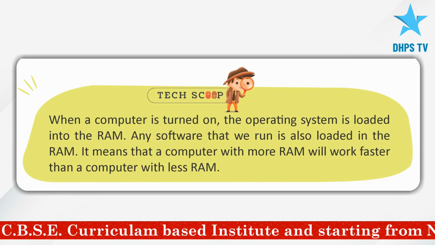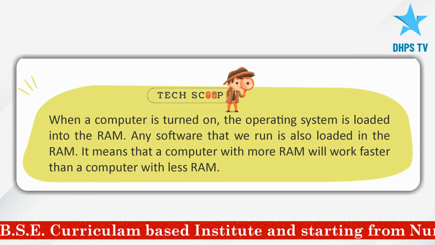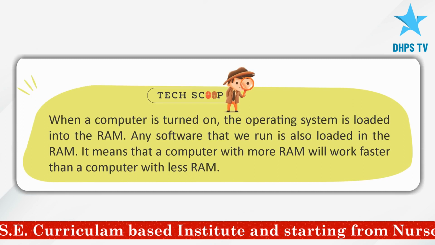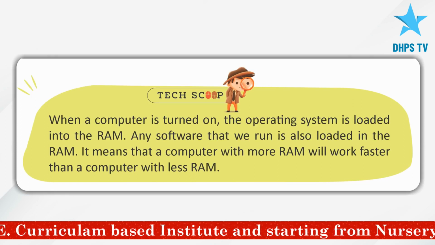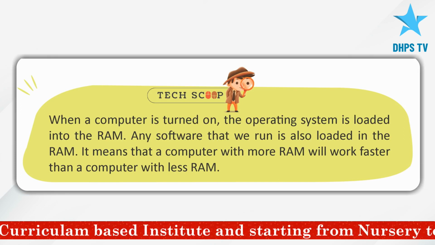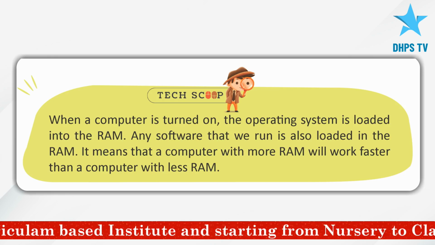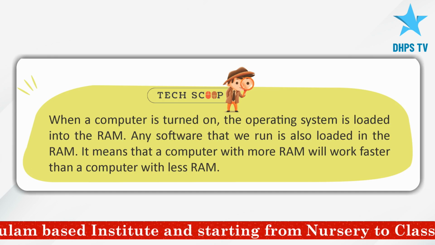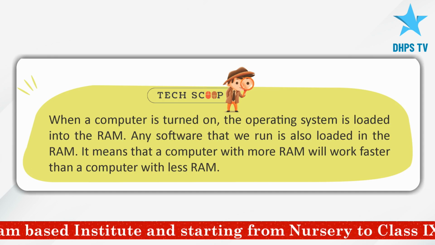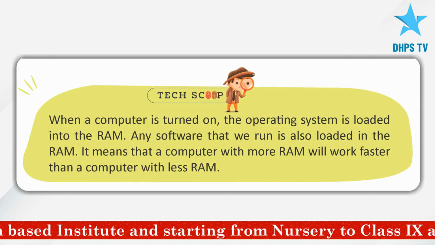Tech scoop. When a computer is turned on, the operating system is loaded into the RAM. Any software that we run is also loaded in the RAM. It means that a computer with more RAM will work faster than a computer with less RAM.